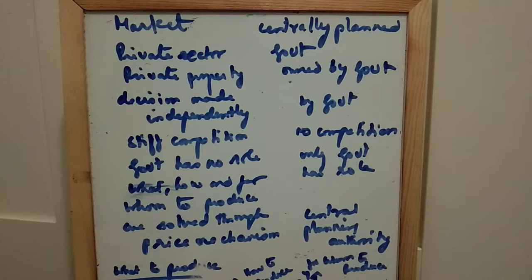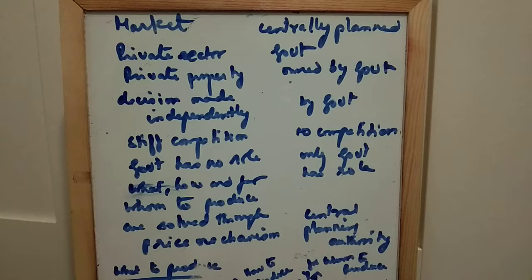So in market economy, the private sector owns the private property, the means of production. It is land, labor, capital and enterprise. Under centrally planned economy, they are owned by the government. Then decisions regarding production, consumption, investment are made independently in the market economy, whereas in centrally planned economy, they are taken by the government only.